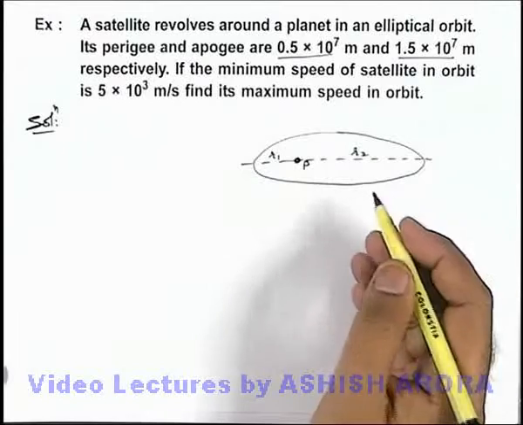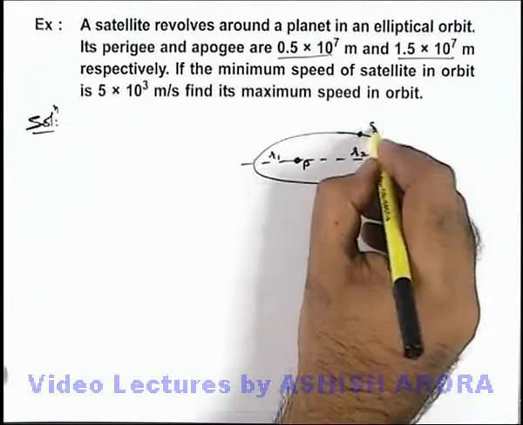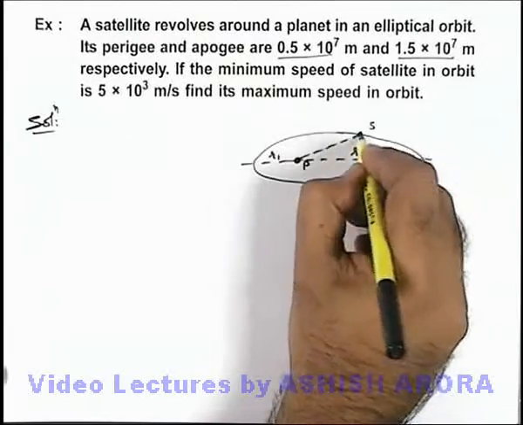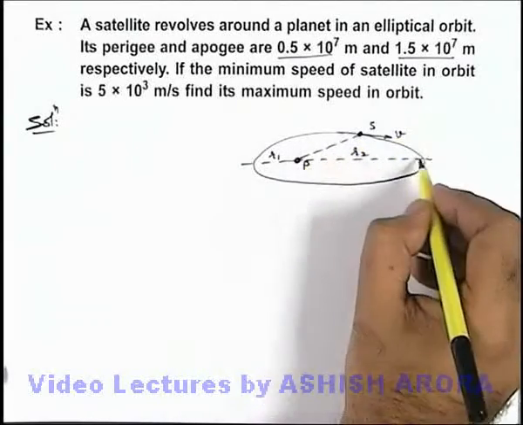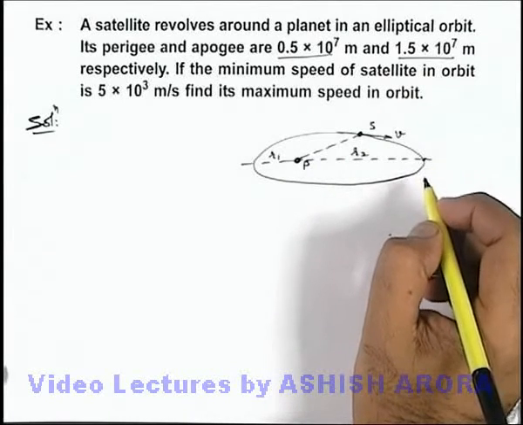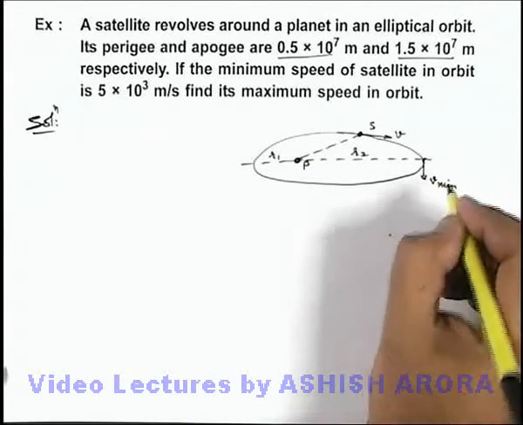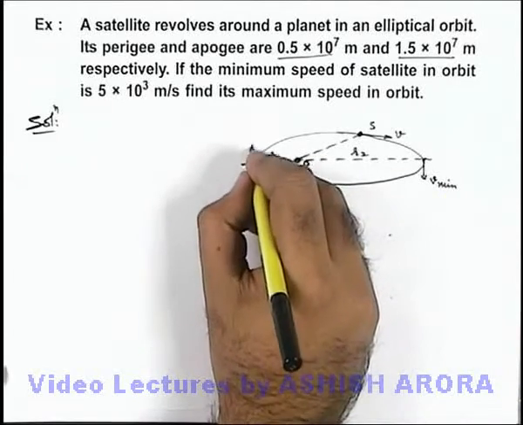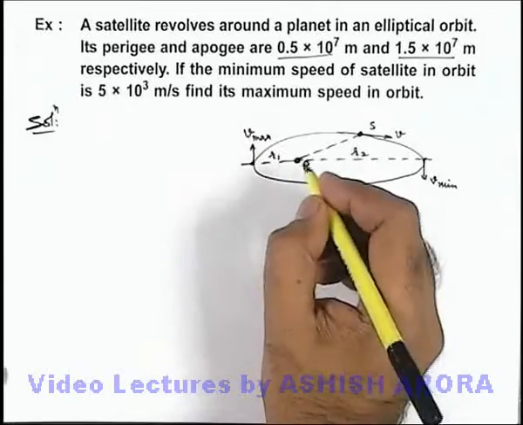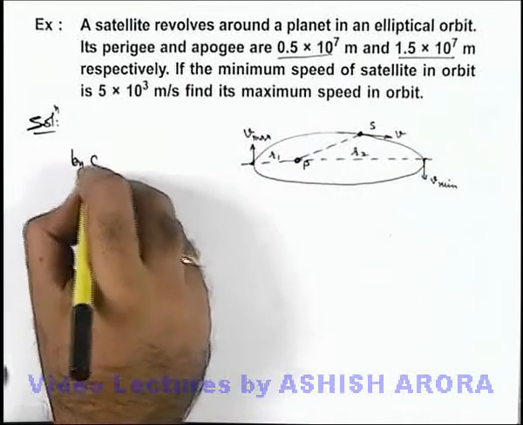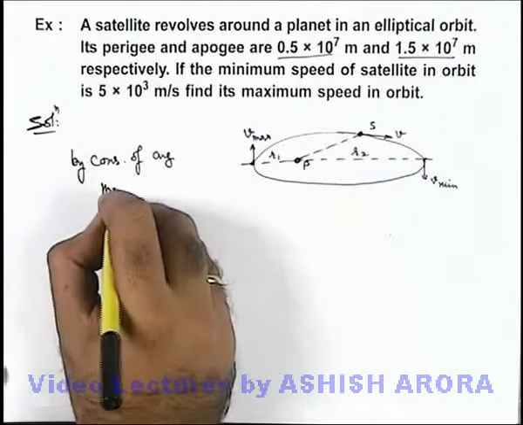And we already discussed that the angular momentum of a satellite which revolves around the planet remains constant during its orbital motion. So when it is at the farthest position, that is at its aphelion point, its speed is minimum. And when it is at the closest position with respect to the planet, the speed is maximum. And we can write by conservation of angular momentum.